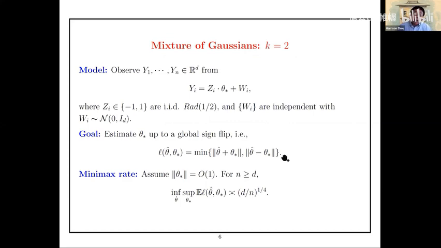So we start with this very simple model. It's a Gaussian mixture with two components. One component has center minus theta star, and the other component has center theta star, symmetric. For each cluster, we have weight 1/2.